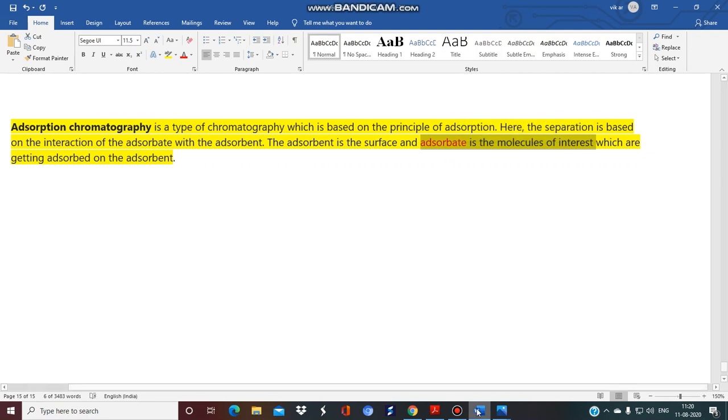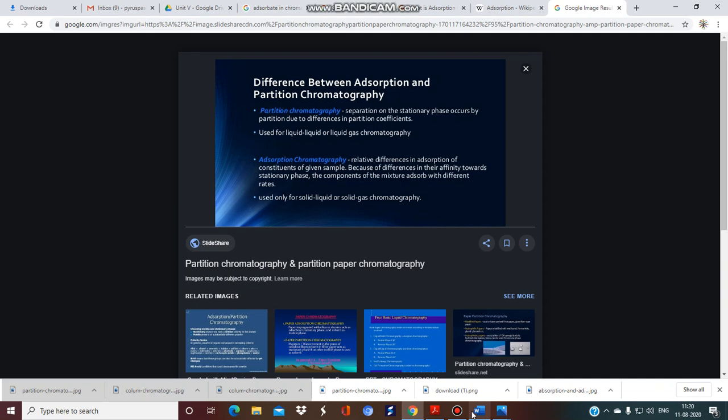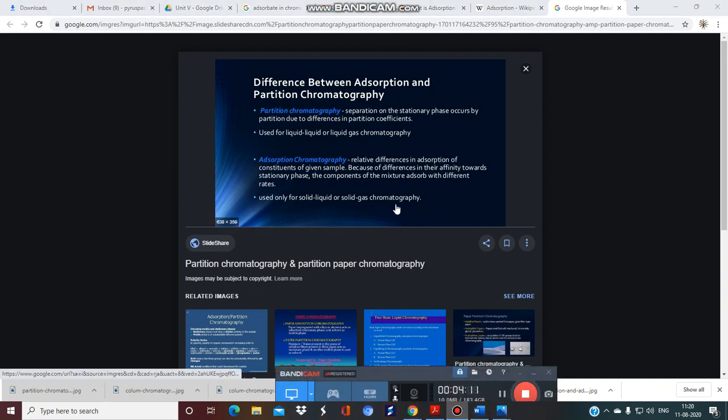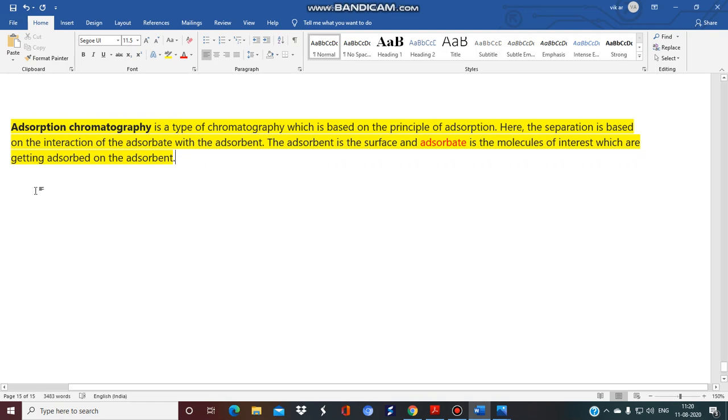Okay, so in adsorption chromatography, this is the basic principle of adsorption. Just see here. In adsorption chromatography, there are relative differences in the adsorption of the constituents of the given sample, and because of these differences in affinity towards the stationary phase, the components of the mixture get separated. So I think this is clear now.